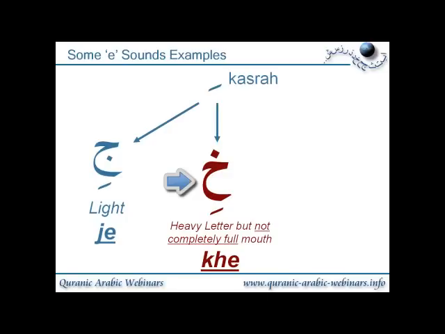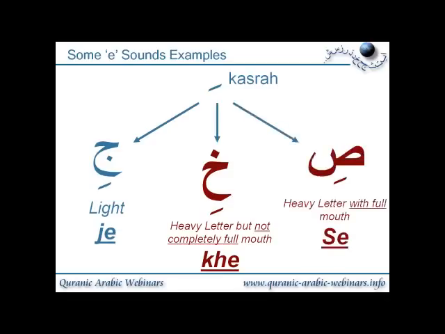This is the letter Kha with the Kasrah, and we've got a note here, heavy letter but not completely full mouth. So the pronunciation of this is Khi, Khi. So it's not a complete smile, and at the same time it's not a full mouth, i.e. not a complete round mouth. So it's Khi. If we compare that to the letter Sad with the Kasrah, this one will have a proper full mouth. So we'll pronounce this as Si, Si.